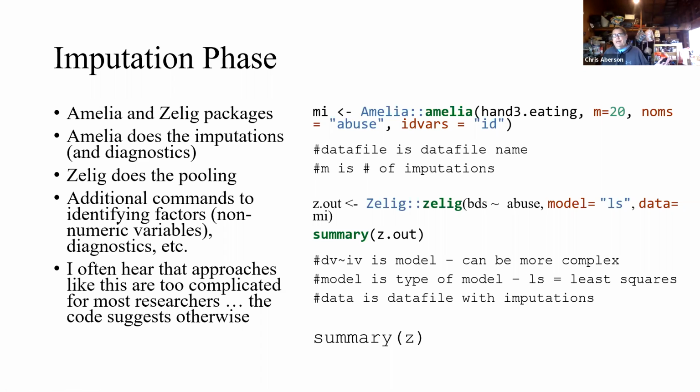Then to run the analyses, to pool the analyses, it's just the Zelig command. Your analysis, model ls, least squares. What's the name of the data? The data is called MI, and then we summarize it. So again, what we see here is that this isn't that complicated. It's actually pretty easy to set this stuff up.